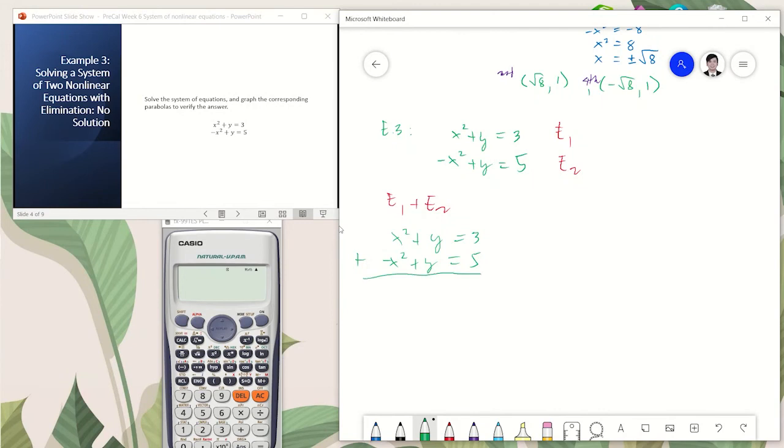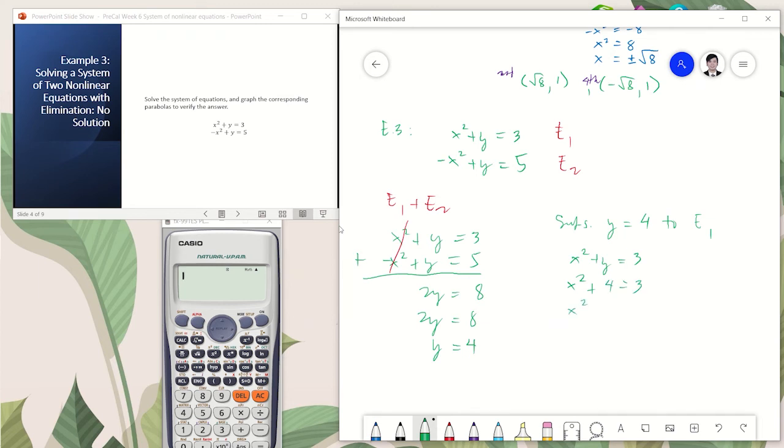Okay, if we add, this will be cancelled out already. y plus y is 2y, and then 3 plus 5 is an 8. Then we divide both sides by 2. So y is equal to 4. And then, if we have the y already, we can figure out what x is when we substitute y equal to 4 into either of our equations here. In my end, I want to use equation 1. So x squared plus y is equal to 3. We change y with a 4.